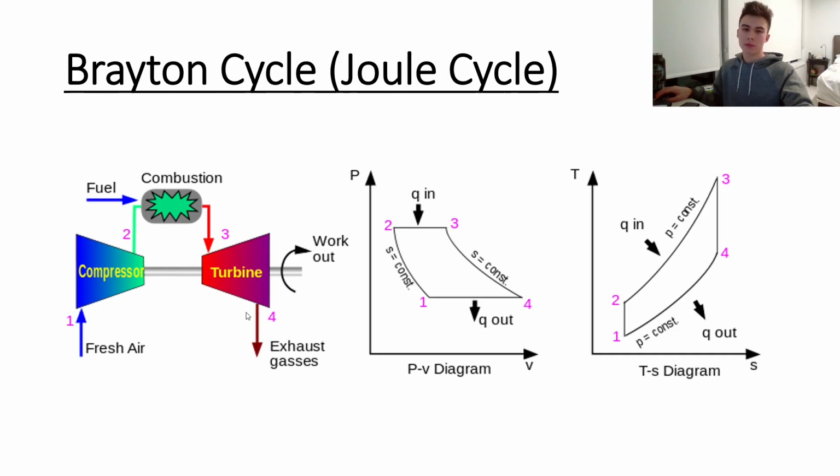In an actual Brayton cycle, which is quite similar, the first step would be an adiabatic process in which the fresh air is compressed. Secondly, an isobaric process takes place and the heat is added. Thirdly, an adiabatic process takes place and the compressed air expands. And fourthly, an isobaric process takes place in which heat is rejected, so the exhaust gases come out here, and then there is work coming out.